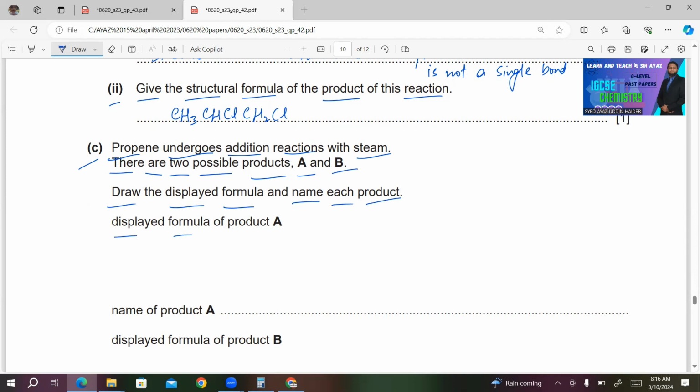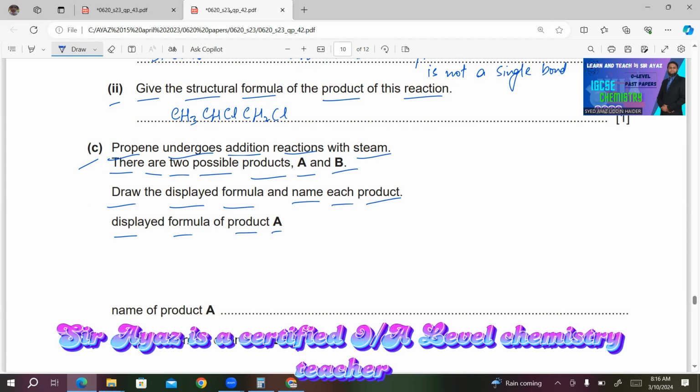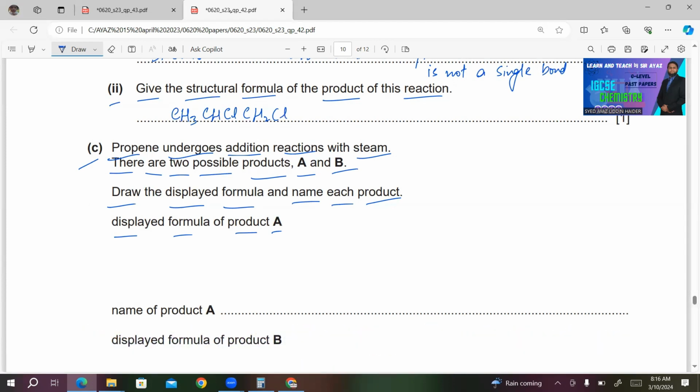Displayed formula of product A. Propene is undergoing an addition reaction with steam. We need to draw the displayed formula of 2 products. I'm going to draw the displayed formula of propene first. Here we have propene, carbons 1, 2, 3.